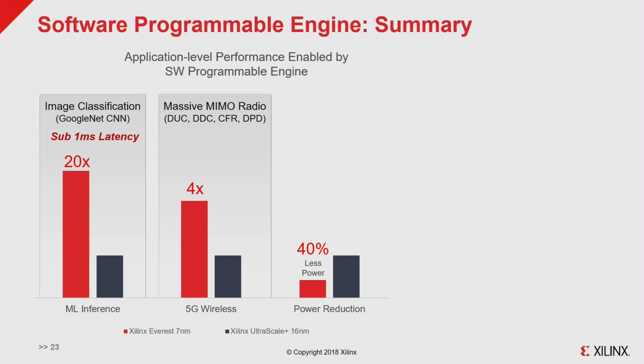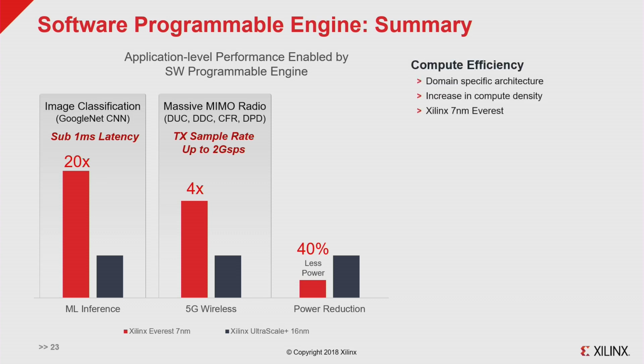On 5G wireless, this example is a massive MIMO radio with all the filters. And again, there is quite a bit of jump. Just to give you an order of magnitude of what you can achieve: up to 2 gigasamples of sample rate. For those of you who know what this means, this is a lot of compute. Up to 2 gigasamples of compute for wireless 5G. And on top of that, there is a 40% reduction in power.